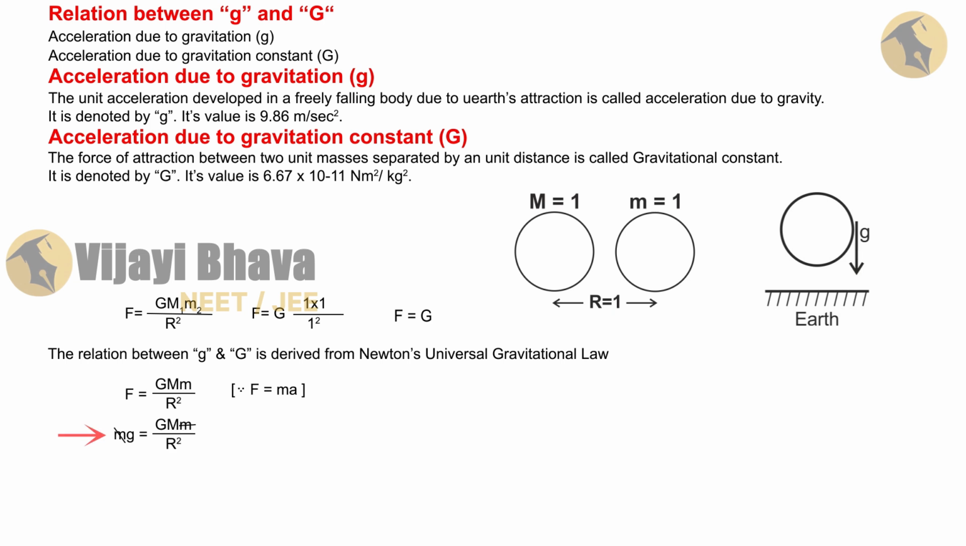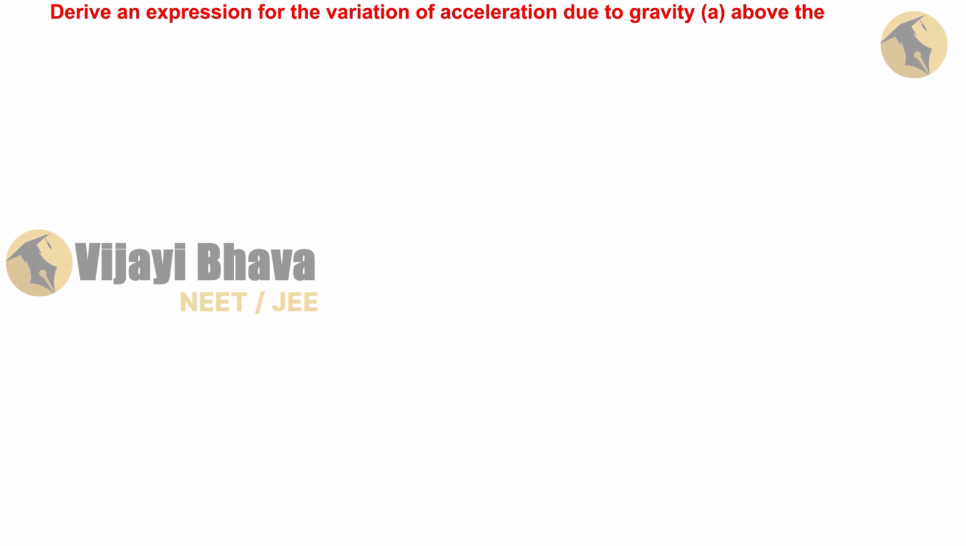M and m get cancelled. The remaining g is equal to GM by r square. This can also be written as gr is equal to GM by r. This is to derive an expression for the variation of acceleration due to gravity above the Earth's surface. That is, the variation of acceleration due to gravity with height.